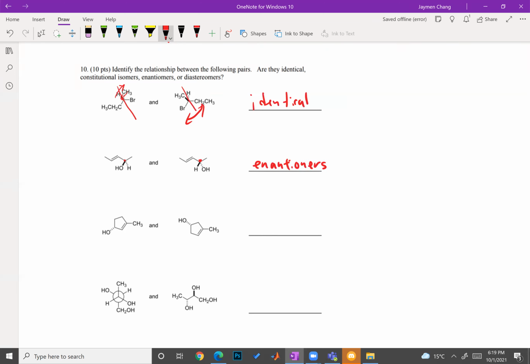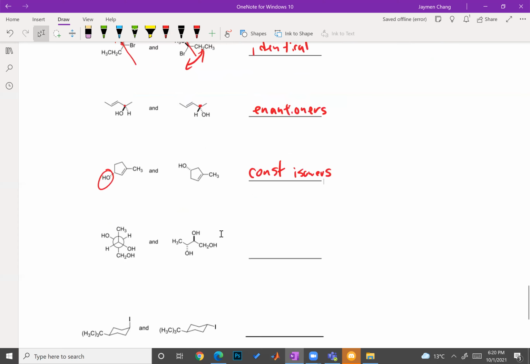All right. So now we're going to have something that looks like this. And we're going to see that the OH is connected to a completely different place. Here it's connected allylic, so it's one away from the alkene. And here it's connected on the other side. So these are what we call constitutional isomers.